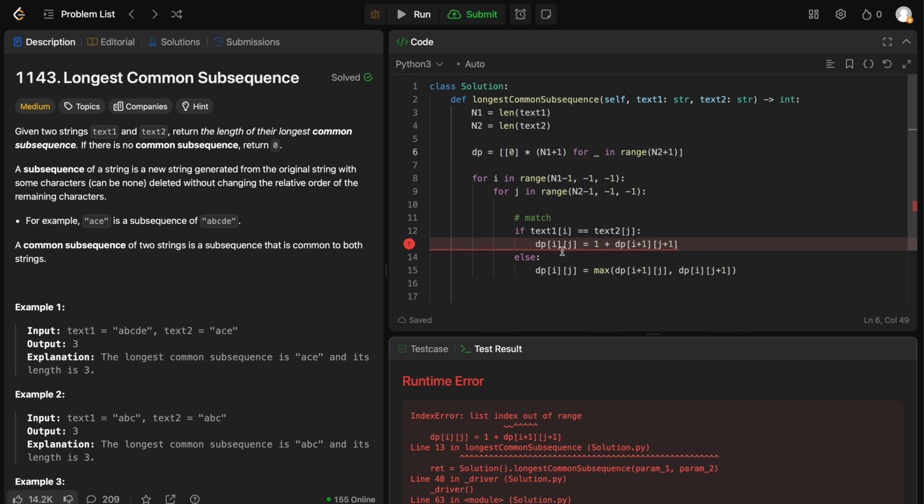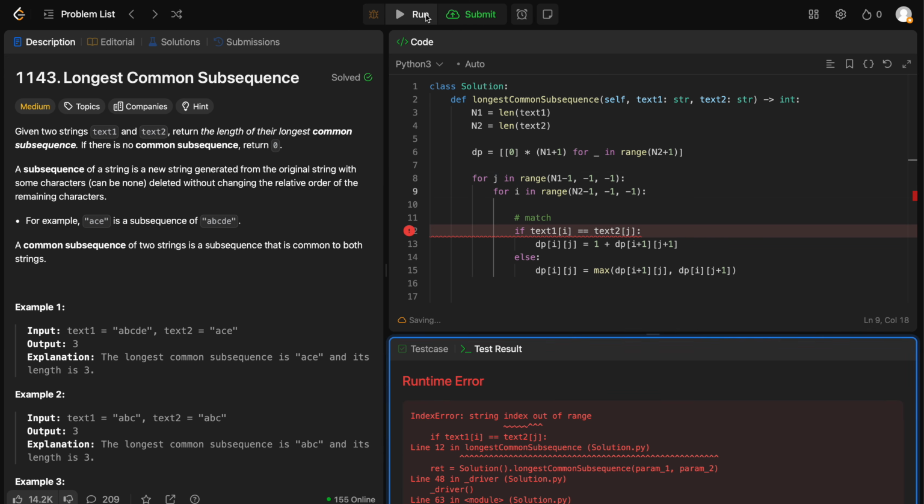I plus 1, J plus 1. What? Oh, okay. So I used N1 as inner loop, and here I'm using it as an outer loop. So I just switch up here. This should work, or no, N1 is text one, that's for sure.